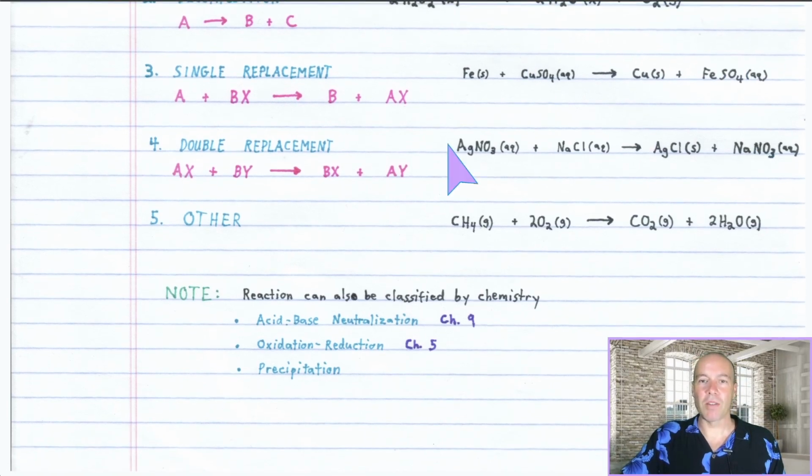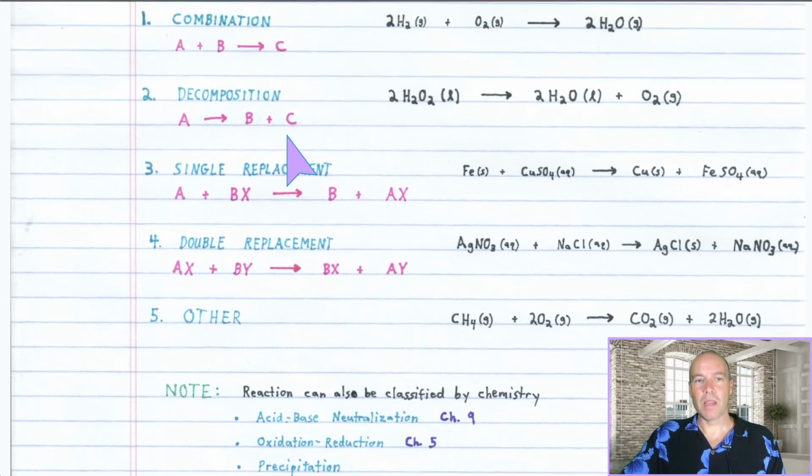A double replacement reaction does this twice in one go, and it looks like AX plus BY form BX plus AY, and here the A's and the B's are switching places in two different substances. An example would be silver nitrate in solution reacts with sodium chloride in solution, and these form silver chloride solid, which precipitates out of solution, and sodium nitrate in solution. So you see the AX plus BY form AY plus BX.